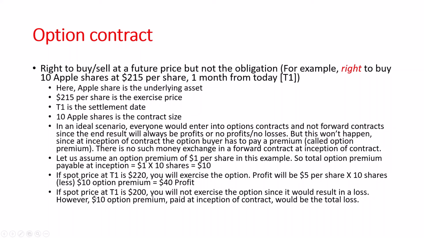Now, in the other example, if the spot price at T1 is $200, you will not exercise the option since it would result in a loss. You are not going to buy the share at 215 when you can buy it from the market at 200 itself, or you are not going to buy it at 215 and sell at 200 and incur a $15 loss. You're not going to do that. When you can buy from the market at a cheaper price, you will simply not exercise the options contract. However, you will still have a loss because you have paid the option premium at inception to enter into this options contract. So the $10 option premium paid at inception of contract would be the total loss on this contract.